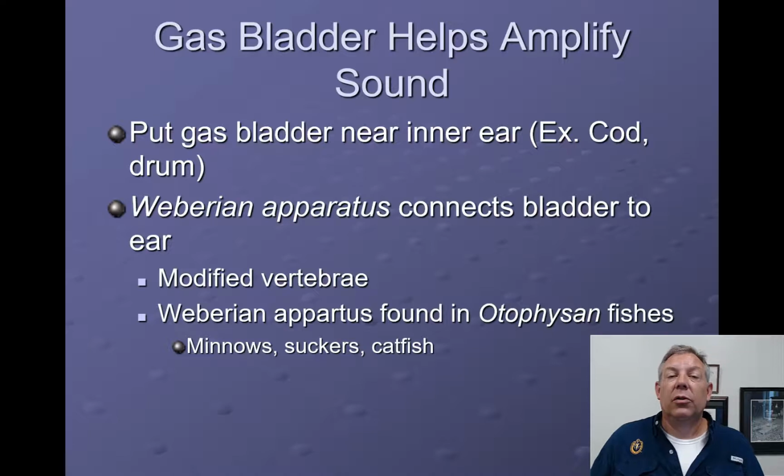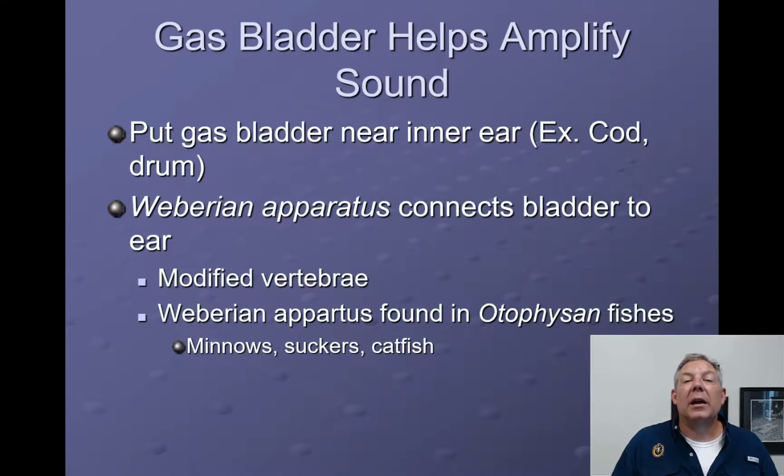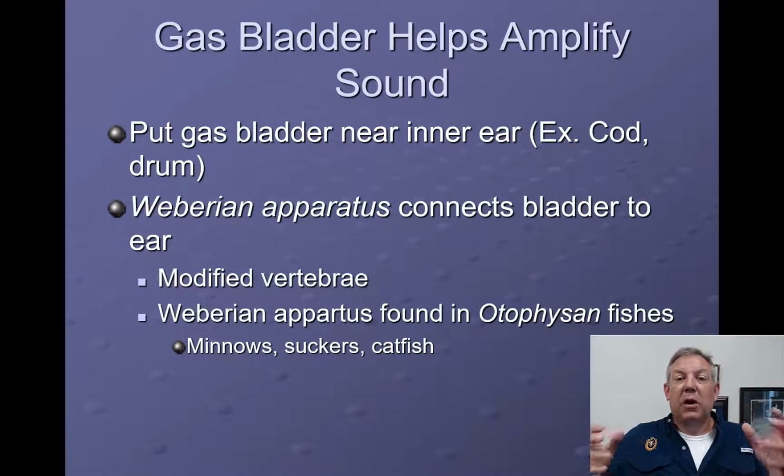In some fish, there's a modified vertebra called a Weberian apparatus, or Weberian ossicle. This is a vertebra that's been modified to actually connect the swim bladder to the inner ear. It's found in fish that are known as otophysan fishes. So catfish have this, minnows have this, suckers have this.